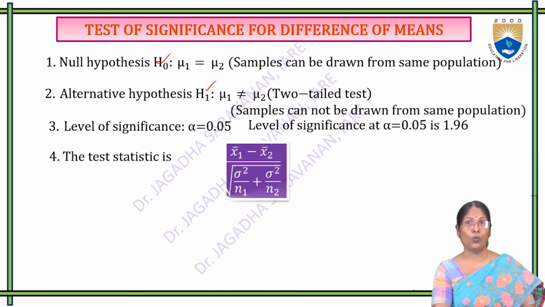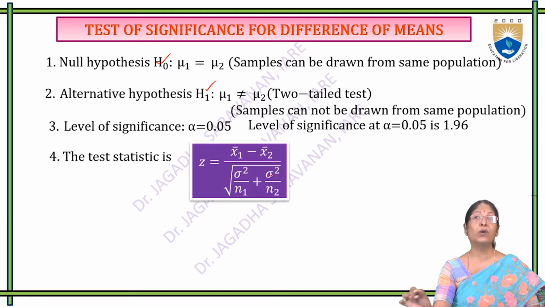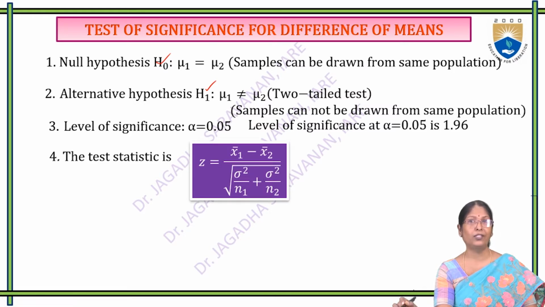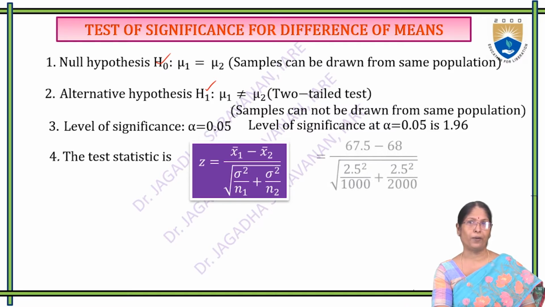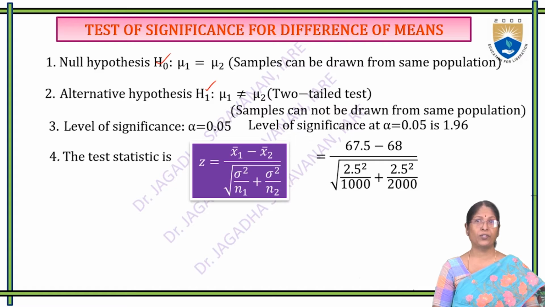Now the test statistic. In the first problem, sigma 1 squared and sigma 2 squared dominated. In the next problem, S1 square and S2 square dominated. In this problem, sigma square is dominating. So we have to be very careful with the test statistic. We have to understand how the problems and the data are related. Now we substitute the values: x1 bar is 67.5, x2 bar is 68, sigma square is replaced by 2.5 square, n1 is 1000, n2 is 2000.